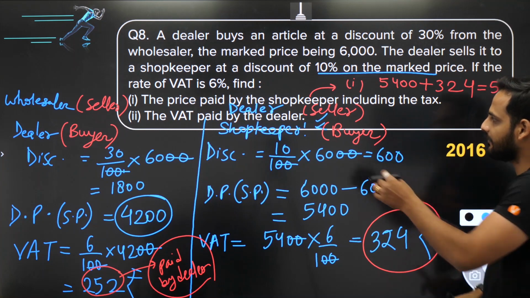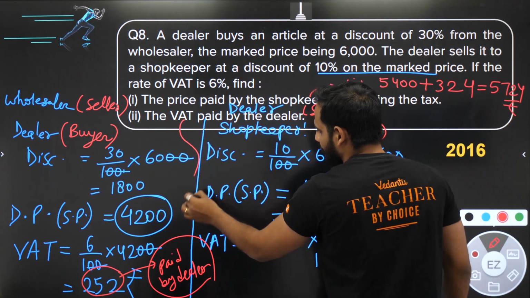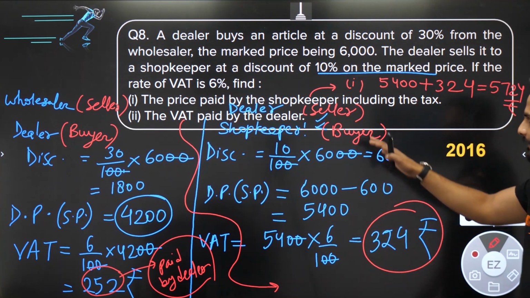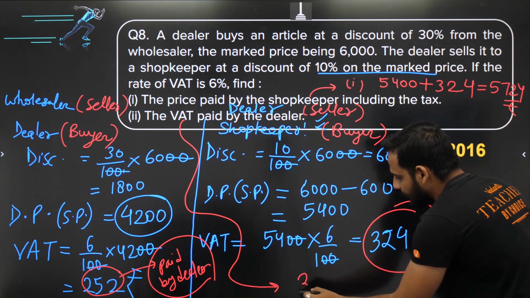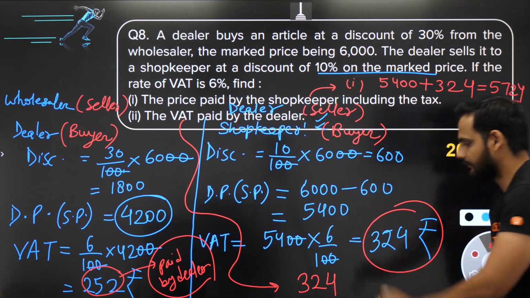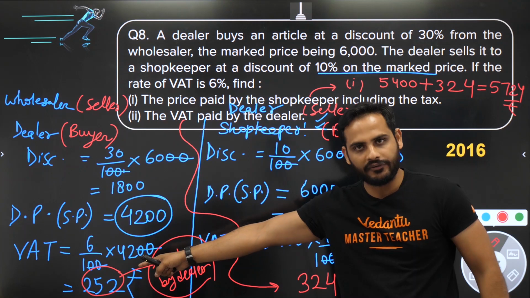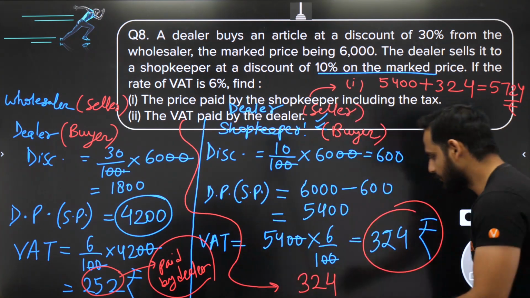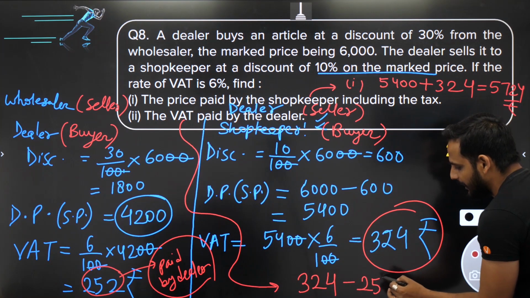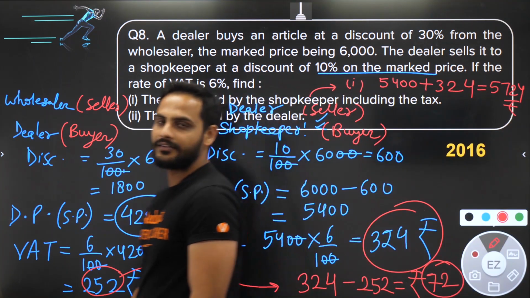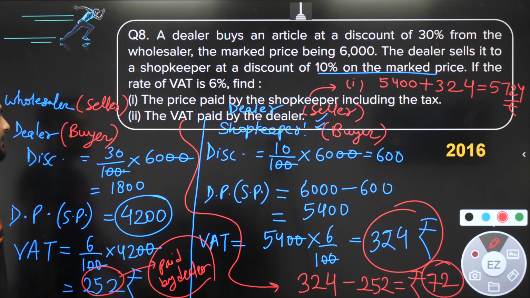So I will say, sir, when we need to find out the VAT paid by the dealer, the dealer has collected a VAT of rupees 324, which should go to the government. But out of this 324, the dealer has already paid 252. So the remaining amount will be paid by the dealer. What is the remaining amount? 72 rupees will be paid by the dealer.